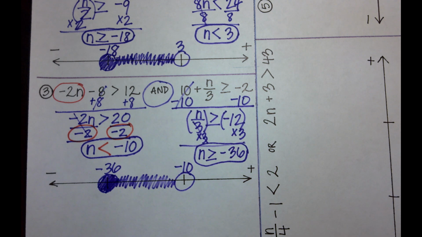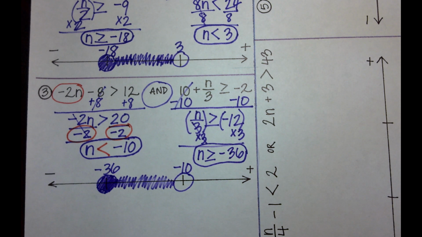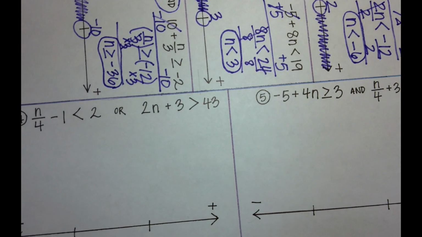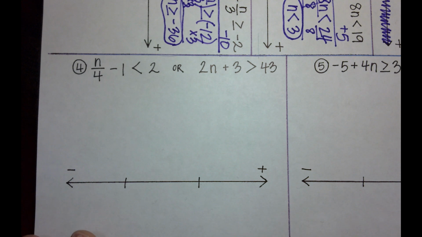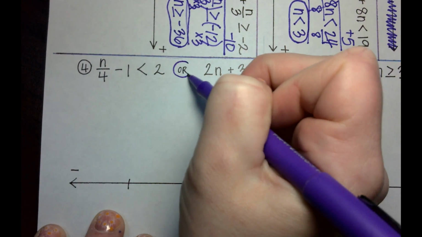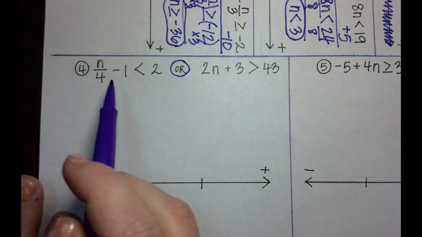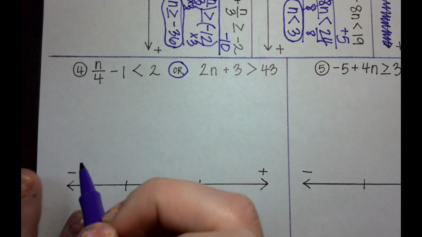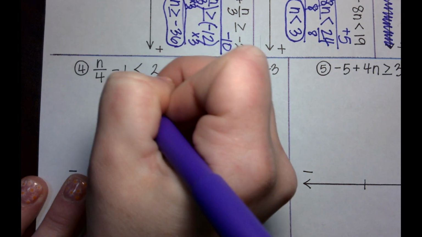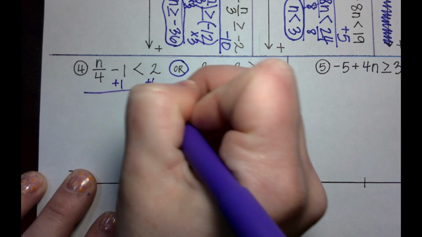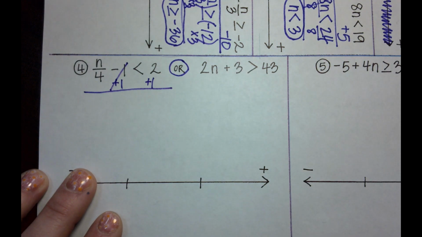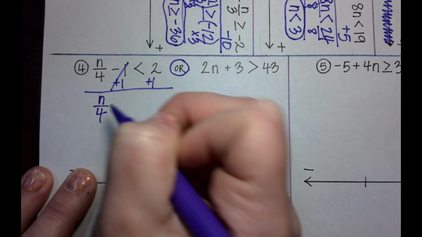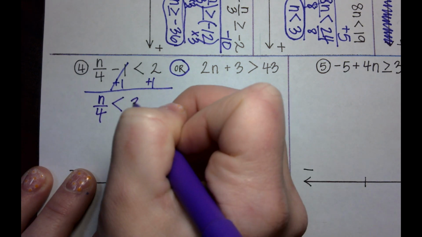Everybody good? Okay, are we ready for number 4? Okay, I'm going to turn my paper. Okay, number 4, we have another OR inequality. Let's start with this side over here. N over 4 minus 1 is less than 2. What do I do first? Add 1. Good. Okay. My 1s will cancel. Bring down my n over 4 is less than 3. Good.